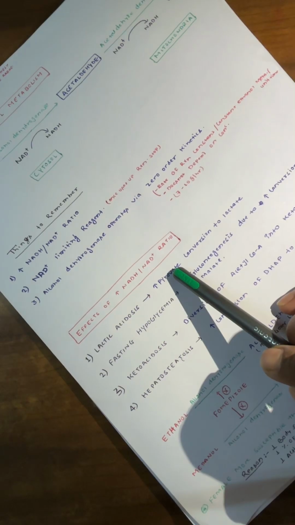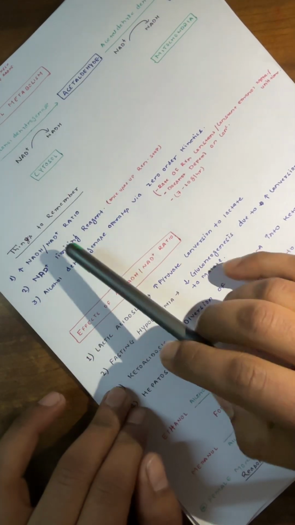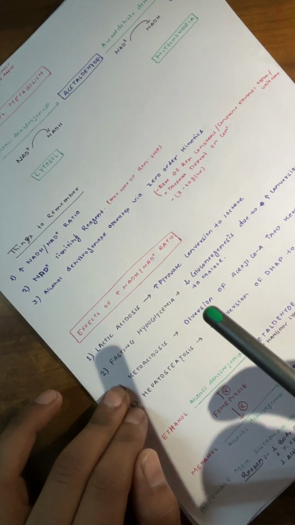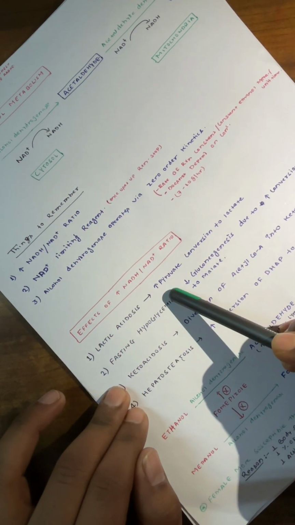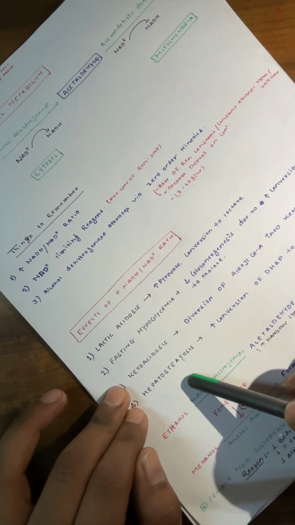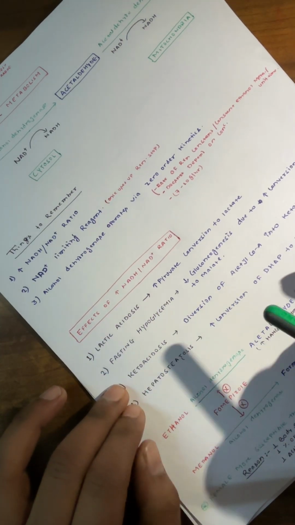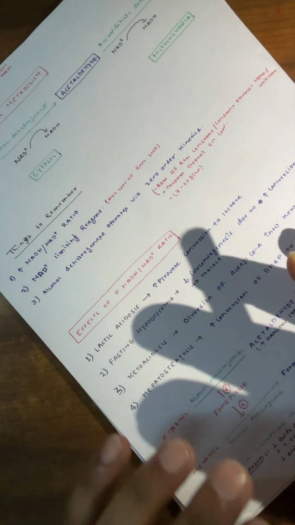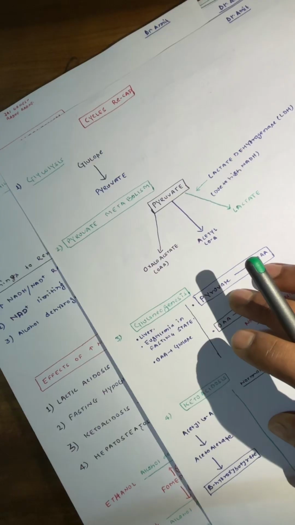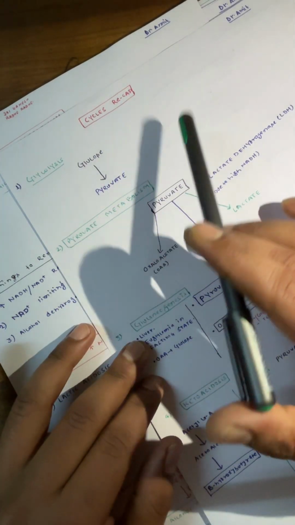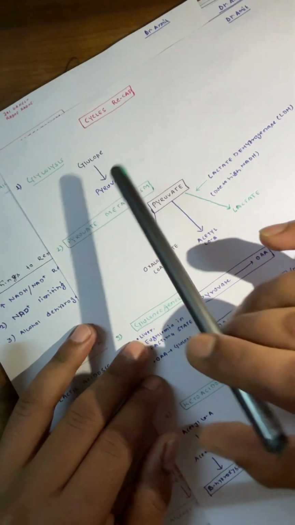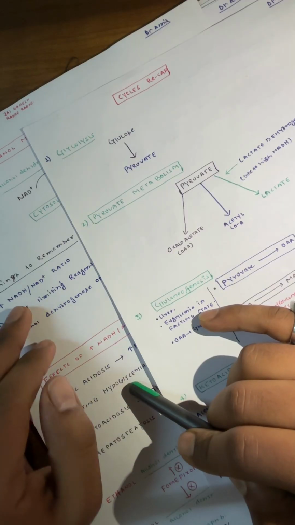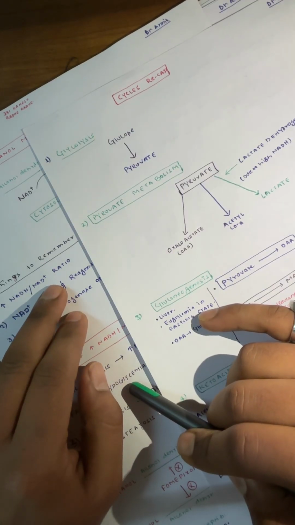Now we'll see that this increased NADH and NAD plus ratio leads to four metabolic effects. One is lactic acidosis, fasting hypoglycemia, ketoacidosis, and hepatosteatosis, okay? So now let's understand one by one how this happens using the metabolic cycle I have drawn on the next page. So now we'll see how these cycles correlate with all these major metabolic effects that occur because of the increasing NADH and NAD plus ratio, okay?